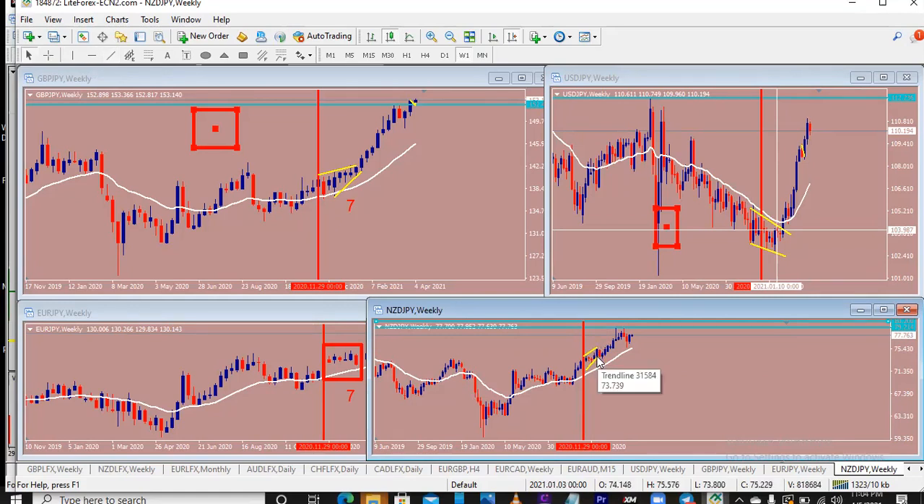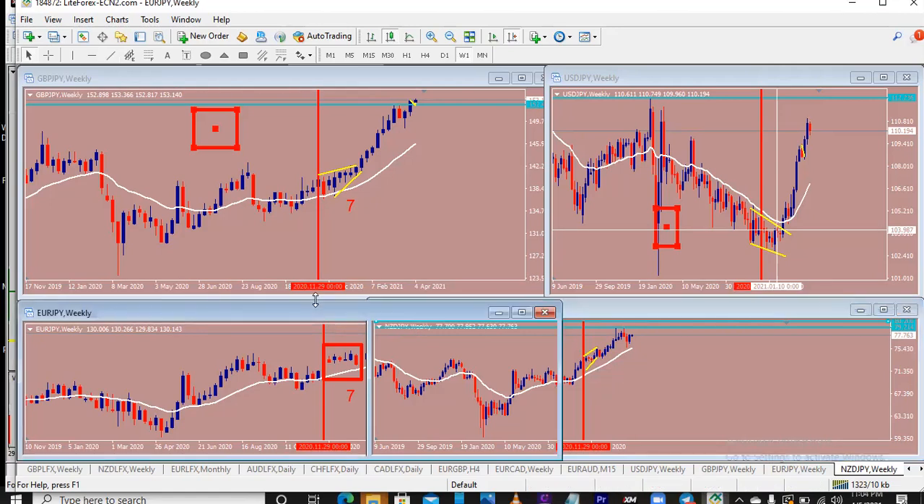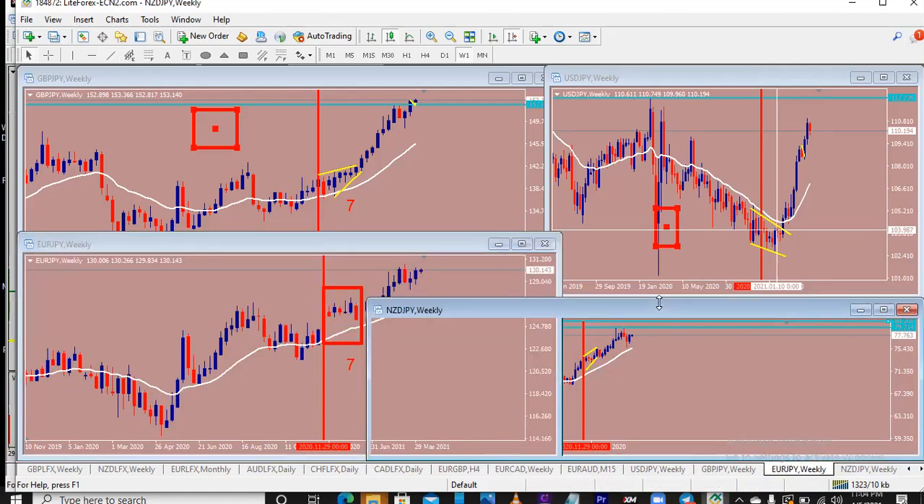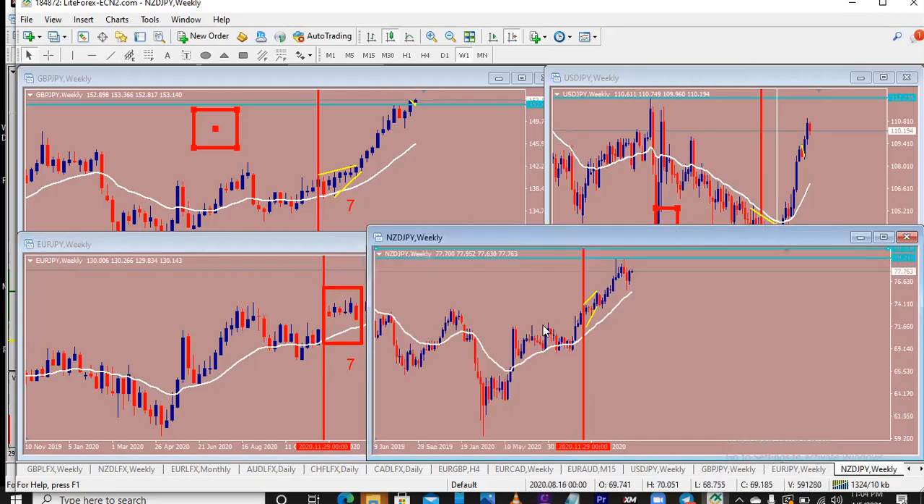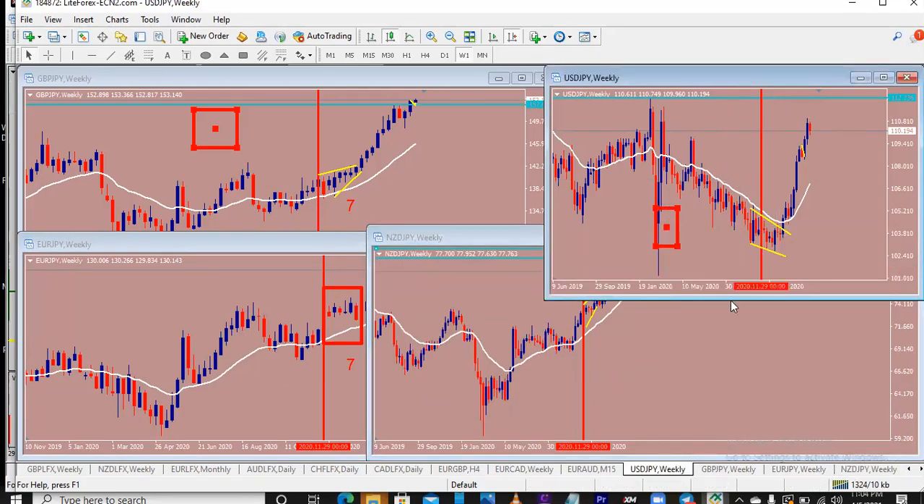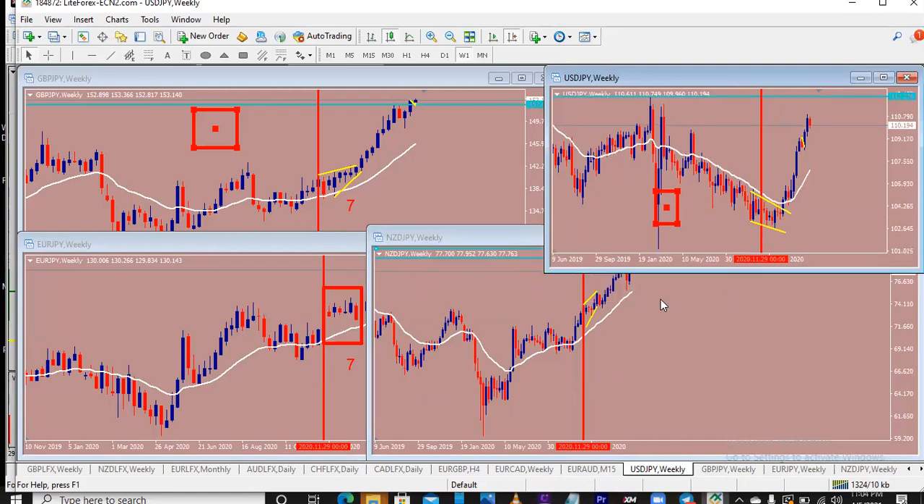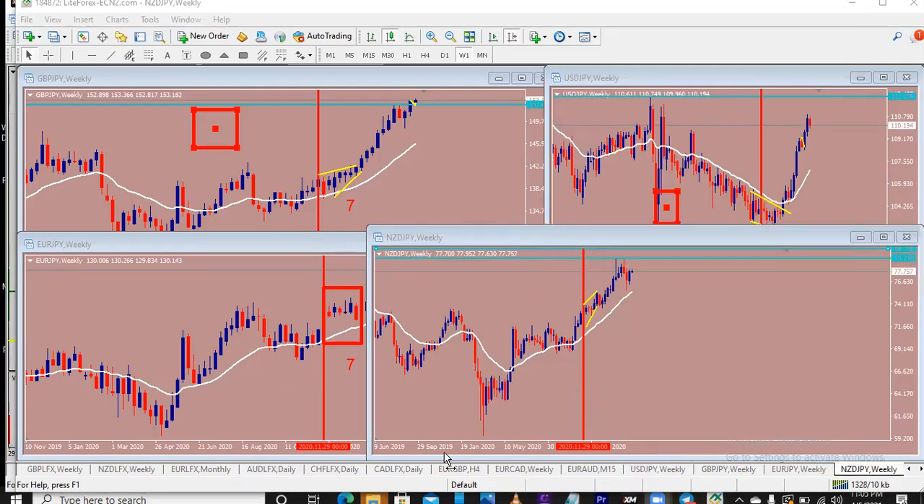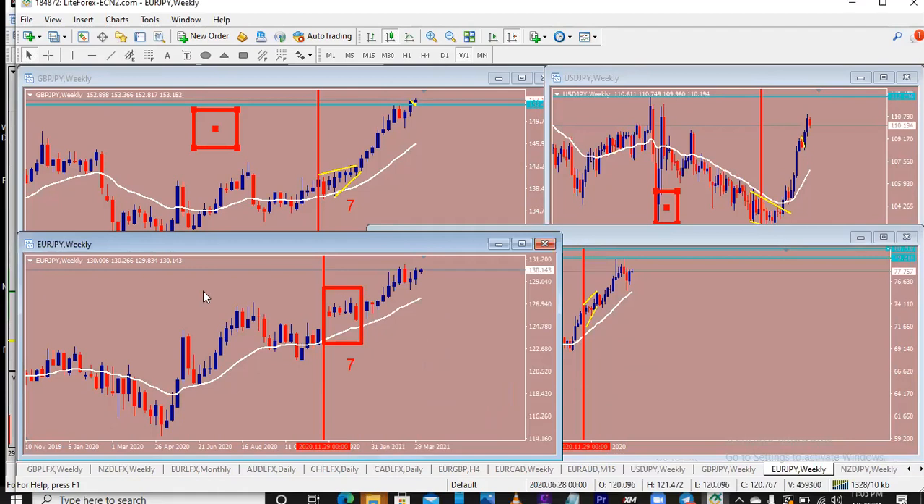Now, having seen all this, what can you bring out from here? Look at it very well. Look at what they formed. This is the USDJPY. This is the NZ. Look at it. What do you think they formed? What did they form? Something like ascending and descending. Good. They are all forming a chart pattern.